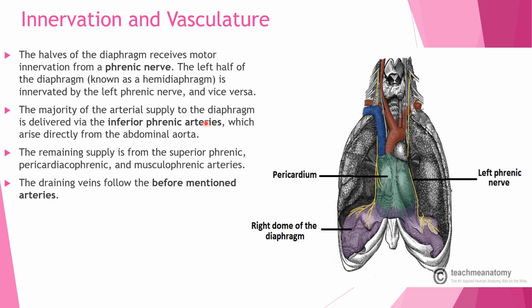The majority of the diaphragm receives arterial supply from the inferior phrenic arteries, which are the first branches of the abdominal aorta. The remaining part receives supply from the superior phrenic, pericardiophrenic and musculophrenic arteries. The veins follow the mentioned arteries, including the inferior phrenic, superior phrenic, pericardiophrenic and musculophrenic.